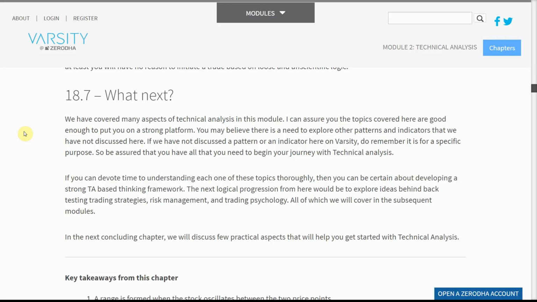If you can devote time to understanding each one of these topics thoroughly, then you can be certain about developing a strong top-based thinking framework. The next logical progression from here would be to explore ideas behind backtesting trading strategies, risk management, and trading psychology, all of which we will cover in the subsequent modules. In the next concluding chapter, we will discuss a few practical aspects that will help you get started with technical analysis.